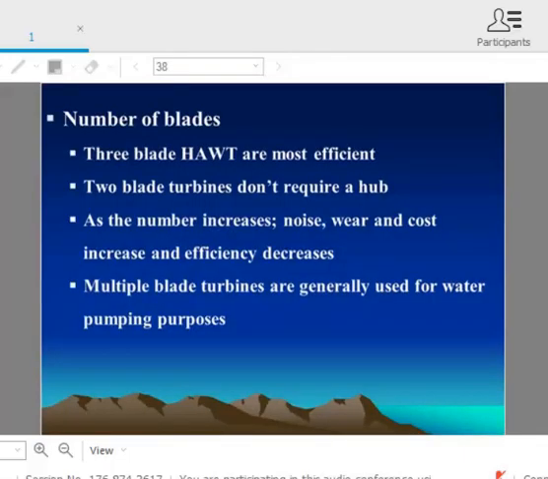Three-blade HAWTs are most efficient. Two-blade turbines don't require it, because the R&D work has already been done on that. I have one picture showing the coefficient of performance across various types. It plots efficiency, tip speed ratio versus coefficient of performance, and two- or three-blade propeller-type machines are providing good results.